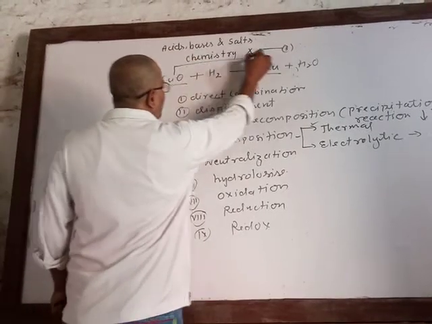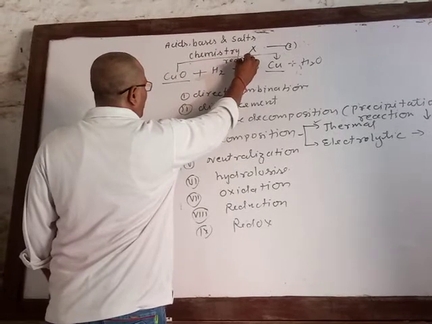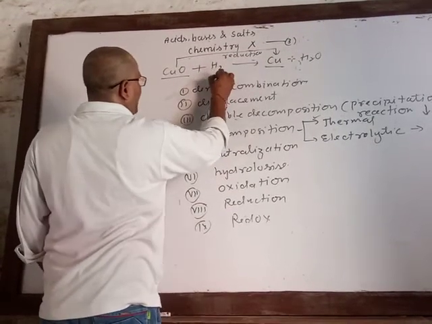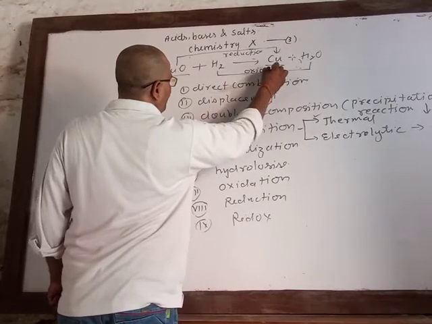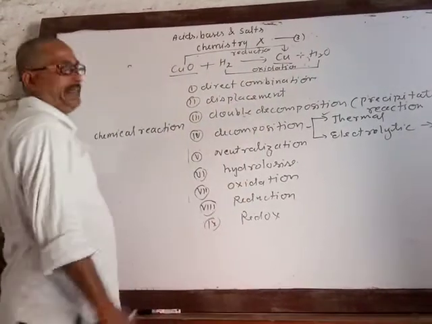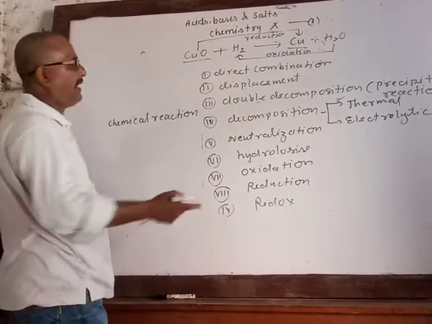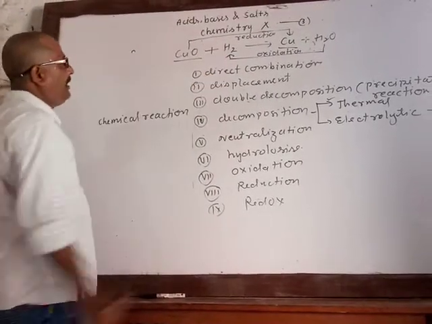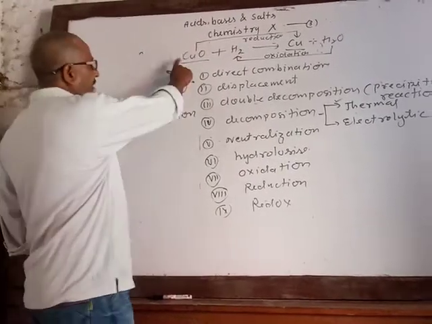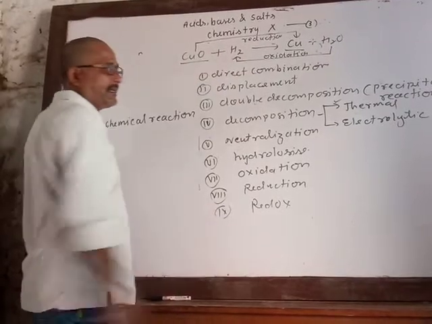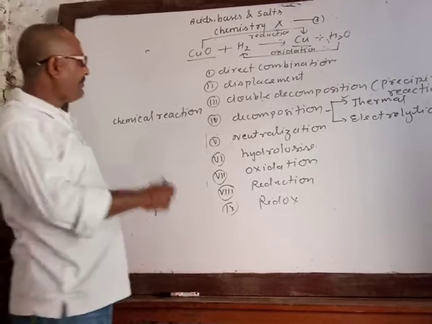Removal of oxygen is known as reduction, and addition of oxygen is called oxidation. Here hydrogen is called the reducing agent and copper oxide is called the oxidizing agent. The reaction which shows oxidation and reduction together is called redox reaction.